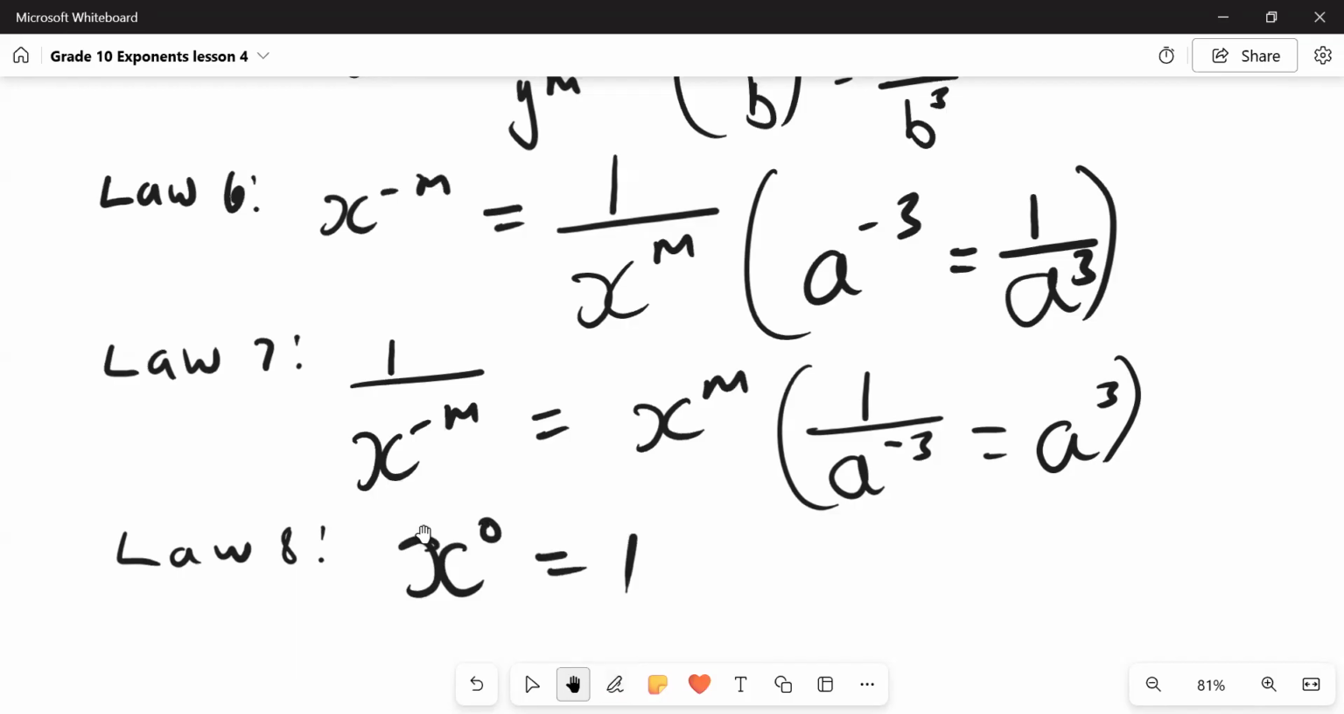Then the last one, law number 8, we call it a property. This is just 1. Any base raised to the power of 0 is equal to 1. Example: 25, a, b, and c raised to the exponent of 0 is equal to 1.